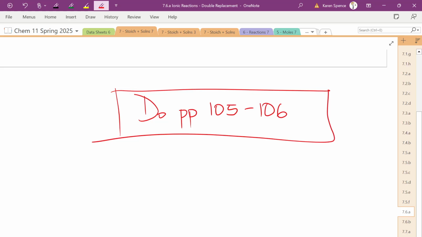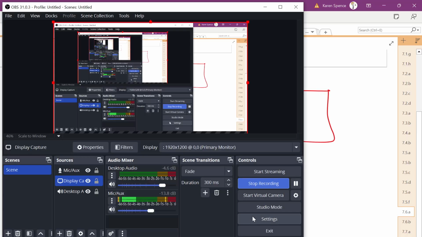Folks, do the ones on 105 because we're doing double replacement. 106 is single replacement. Do 105. I know I didn't leave space for you. I'm going to see if I have a copy that has space on it, and if I do, I'll print it out for you.